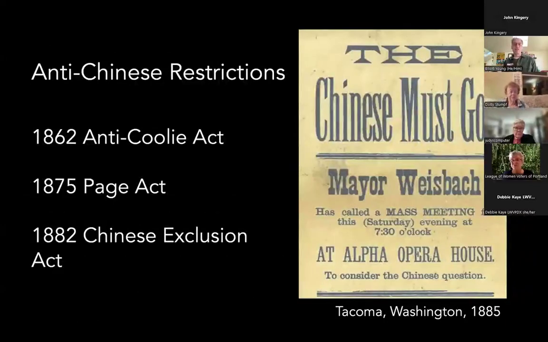Now, moving ahead, I think most of us are familiar with the Chinese Exclusion Act in 1882, but prior to the Chinese Exclusion Act, there was an act in 1862 known as the Anti-Coolie Act, which was preventing the importation of what were considered cheap Chinese contract laborers as akin to slavery. So that was prohibiting them. In 1875, the Page Act focused on single Chinese women who were seen as prostitutes, preventing their entry. And then finally, we have the 1882 Chinese Exclusion Act, which focused on Chinese laborers and banned them outright from coming into the country.